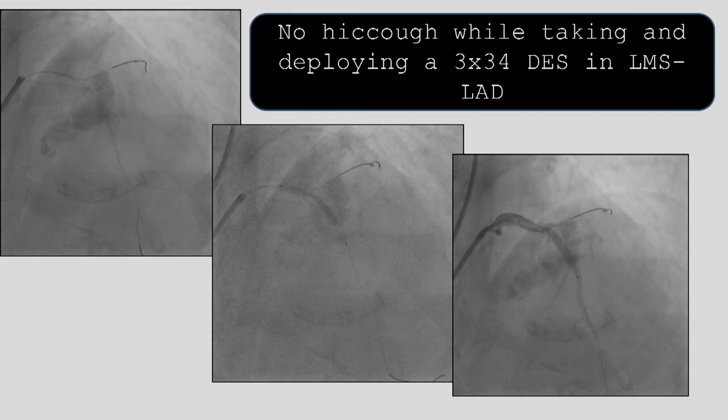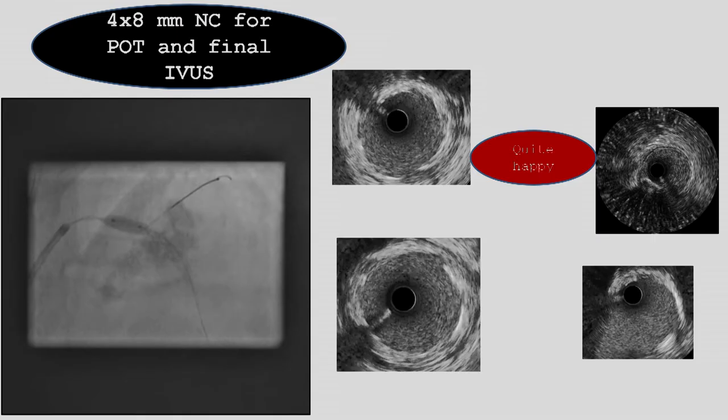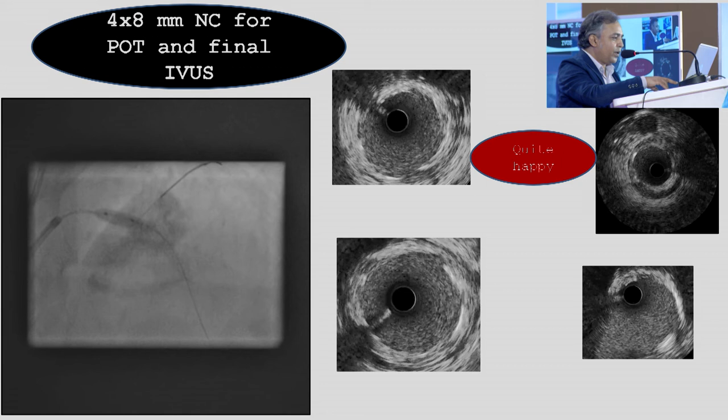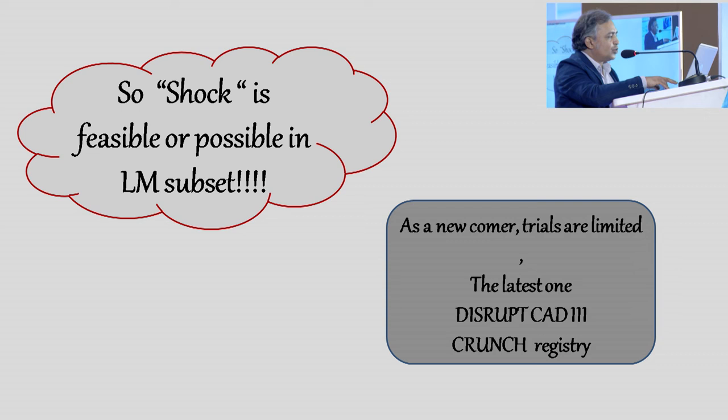The stent was deployed from left main to LAD, followed by post dilation, and followed by the IVUS re-imaging, which has shown proper apposition of the stent. So it's quite happy with this one. This is the final picture here. So shock is feasible in the left main subset also, though new trials are limited.